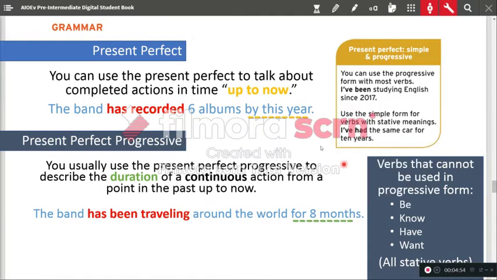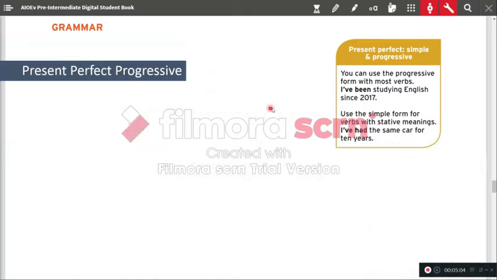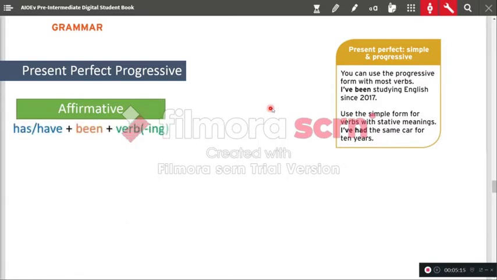Alright? So now that we have seen the differences between the present perfect and the present perfect progressive, we're gonna see how to write these sentences. First, let's take a look at the affirmative sentences. For this, we're just gonna need has or have, then the verb been. This verb is always gonna be there, been, and the next verb must be in ing. Alright? For example, I have been studying a lot. We have the verb been, and the next verb is in ing.